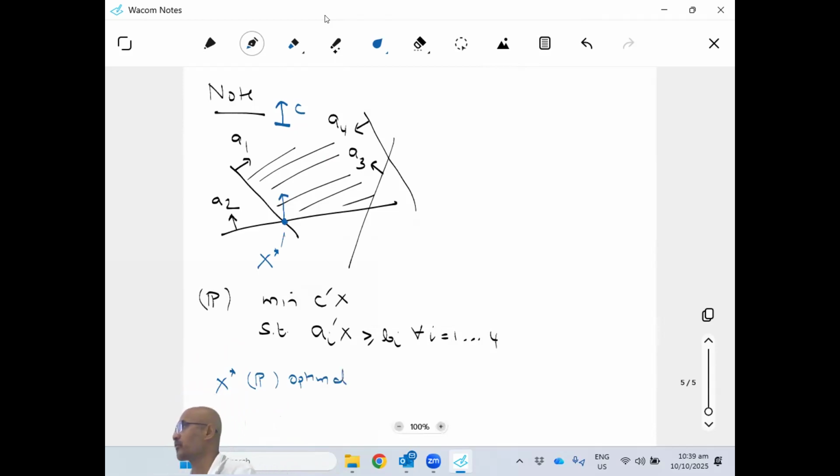Is that clear, what we are doing there? This is like A1 transpose X equal to B1. Let's say that's the hyperplane, and the half space is in this direction. That's my feasible region. The objective is increasing as I go in this direction, so in this direction the minimum is here.